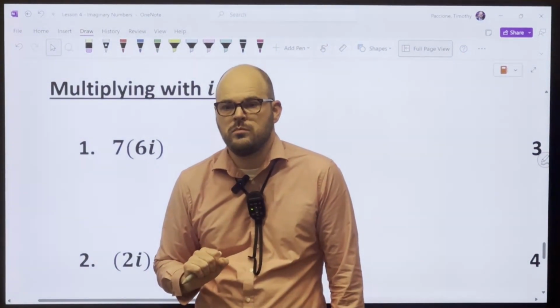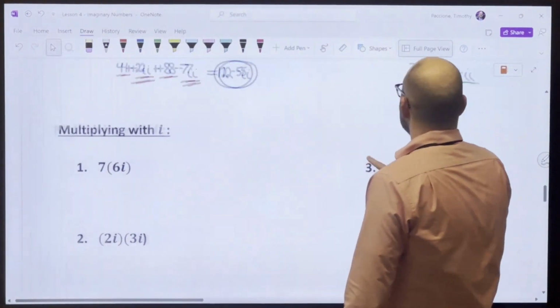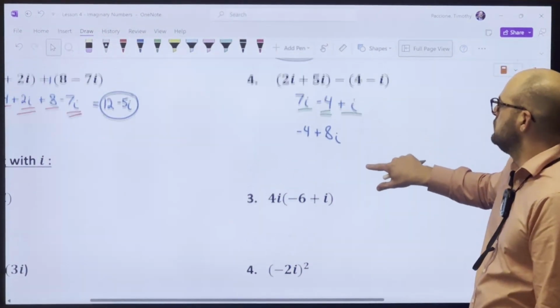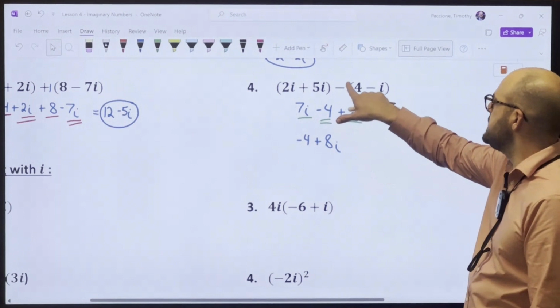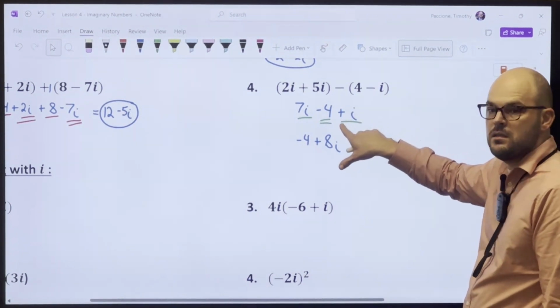About number 4. Why did we add i instead of subtract i? Because it was minus, which makes it a plus.